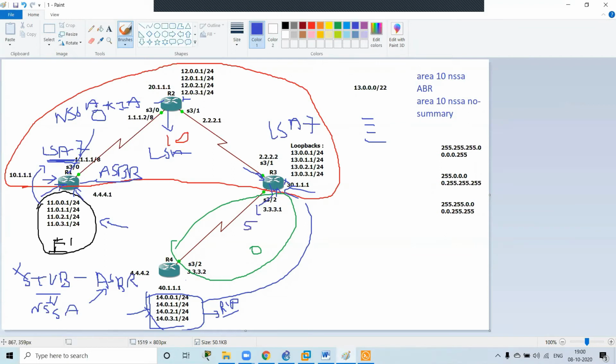And one more thing on this router, no summary. Where I give no summary, if I am getting OIA routes or any summary routes, then give me a default route. Give the internal router just a default route instead of these summary routes. Understood?